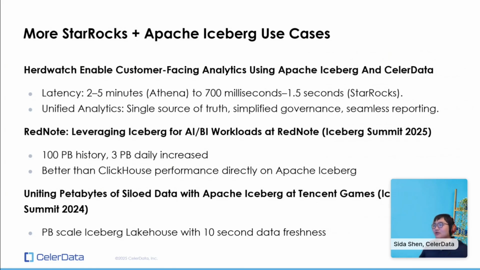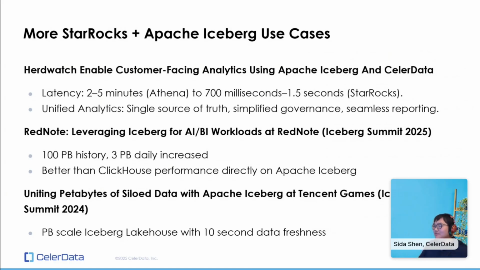The second is Redpanda, and this was also a presentation at Apache Iceberg Summit 2025. They have around 100 petabytes of historical data. It's just a stupid amount of data. And they add around 3 petabytes of data every day. They are using StarRocks and Apache Iceberg, and they're able to get better than ClickHouse performance directly on Apache Iceberg with StarRocks.